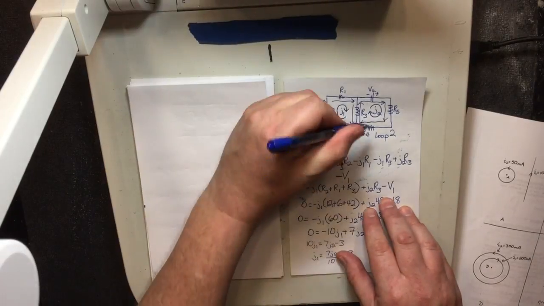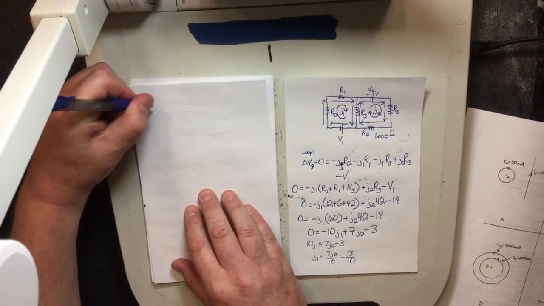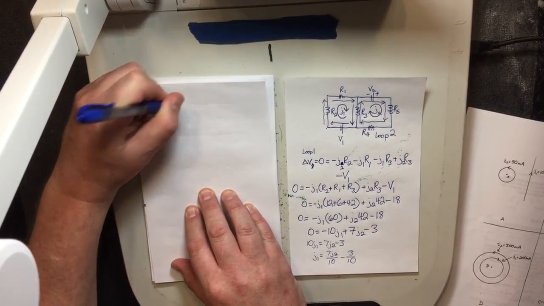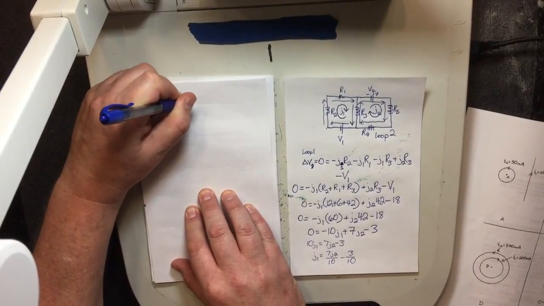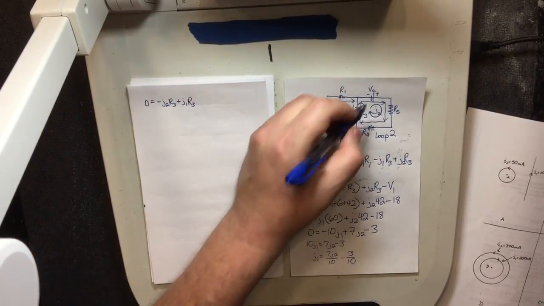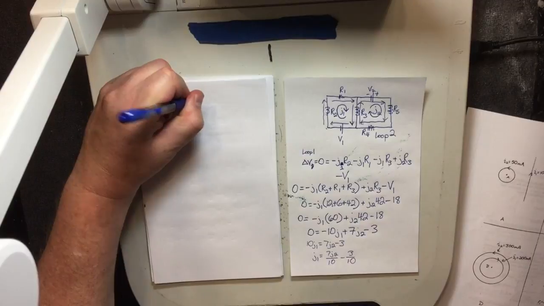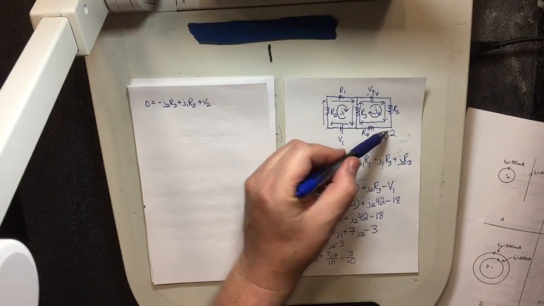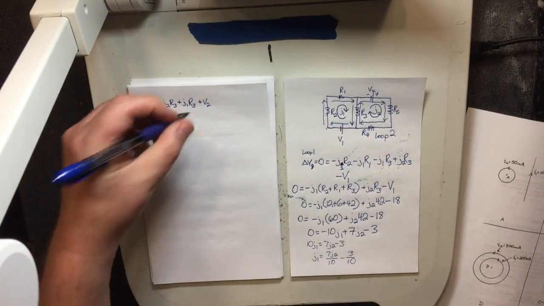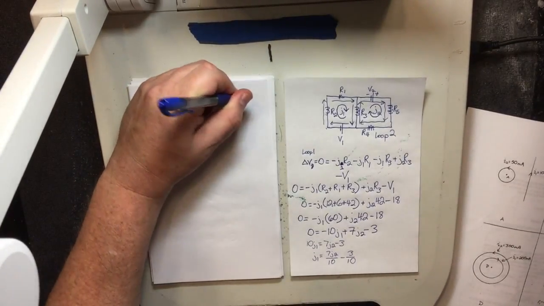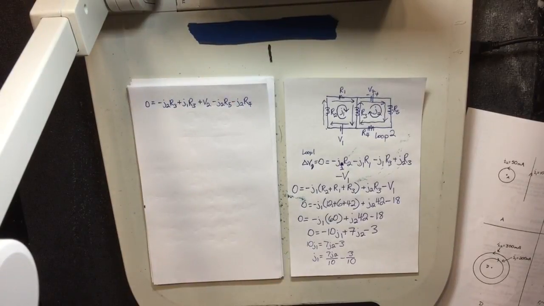So set up loop 2. I start here. I go with J2 across R3. But I go with J1 across R3 as well. I go from negative to positive across V2, so it's positive V2. And then I go with the current on both of these with J2 across R5 and R4. So minus J2 R5 minus J2 R4. And so that gives me the next equation.